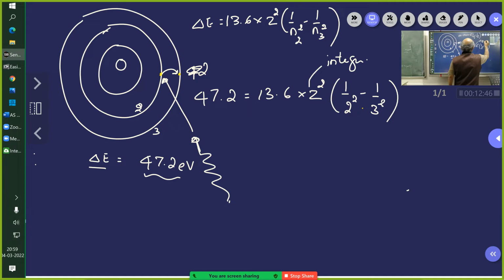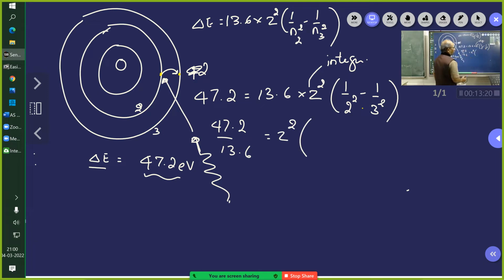Correct? Yes. So, you learn how to do this fast because your examination is speed and accuracy. I repeat, speed and accuracy. So here you see, this is 47.2 and this is 13.6. So if you pull this 13.6 to the left, 47.2 divided by 13.6. Okay, so this is one thing, and so the right side will be left with Z square.